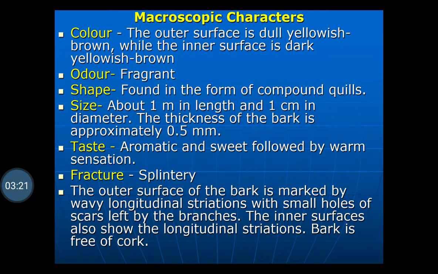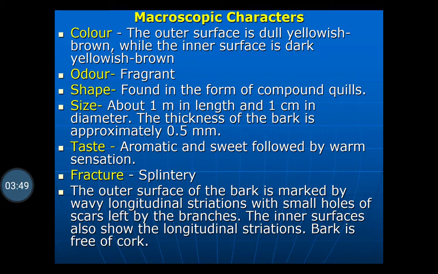Morphological characteristics: color. The outer surface of the bark is dull yellowish brown, while the inner surface is dark yellowish brown. That is, the outer surface is fainter as compared to the inner surface. Odor is fragrant because of the presence of volatile oil. One can identify cinnamon depending upon the odor.